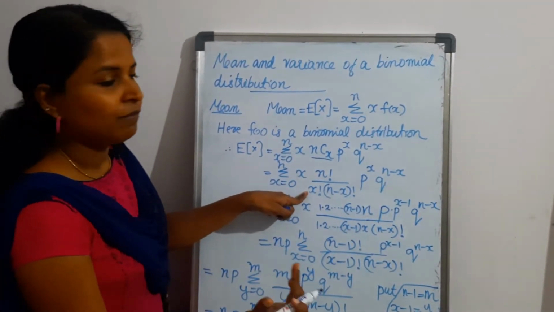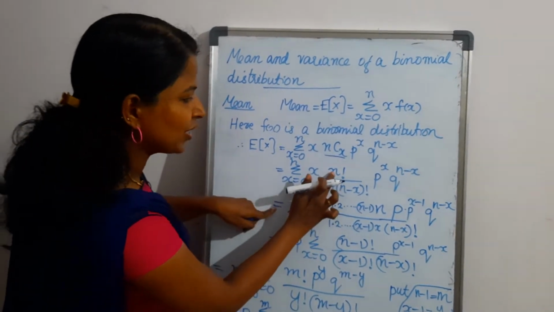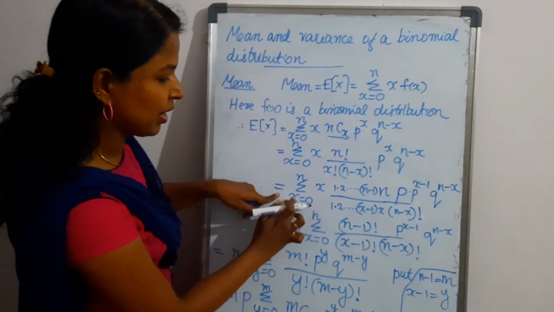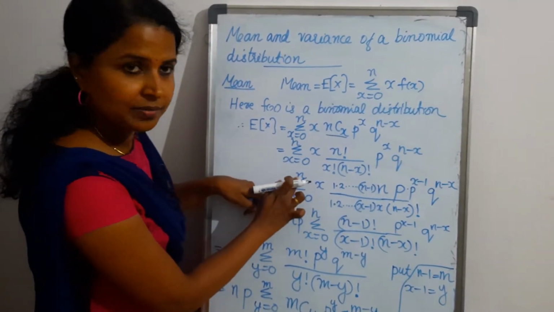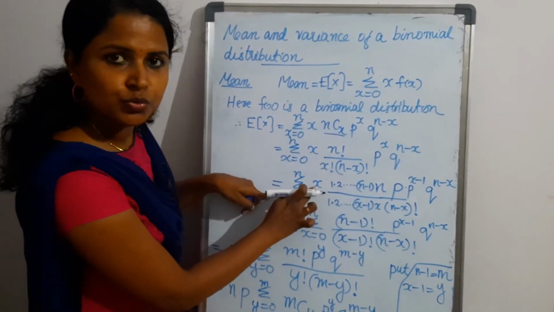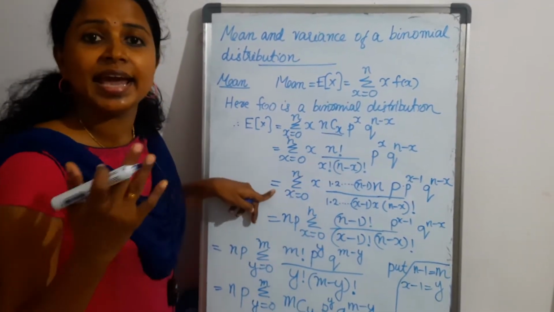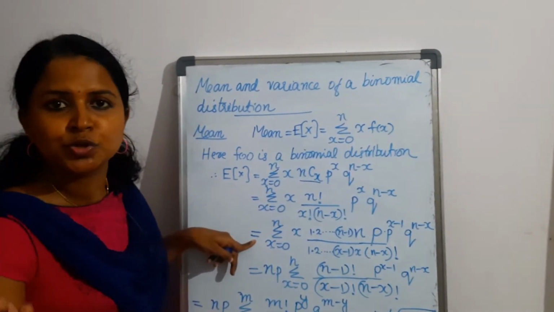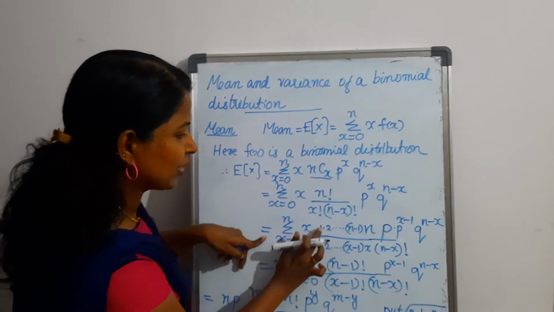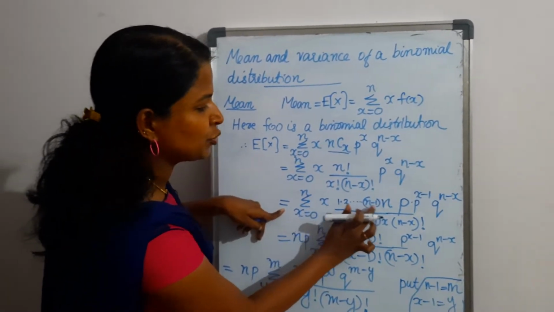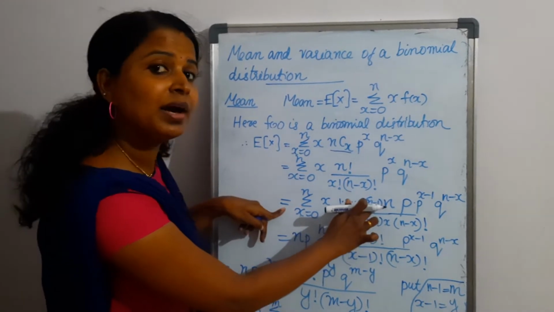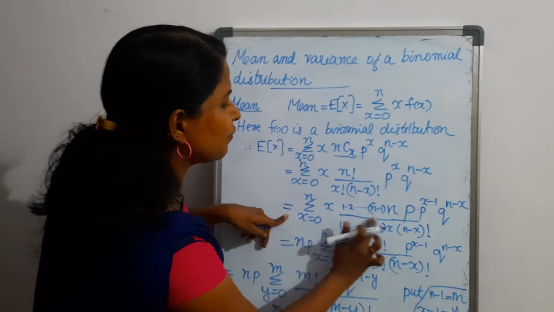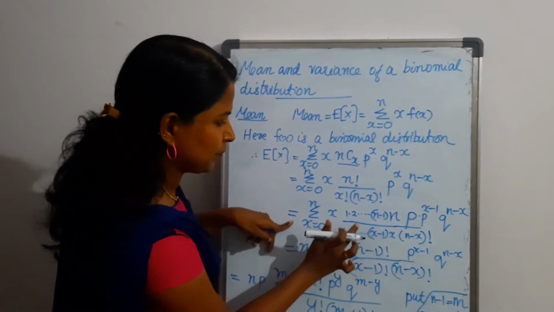Next step, we expand n factorial and x factorial. That is the sum over x equal to 0 to n of x into n factorial. What is n factorial? 1 into 2 into 3 and so on up to n. Before n, n minus 1; before n minus 1, n minus 2. Divided by x factorial.